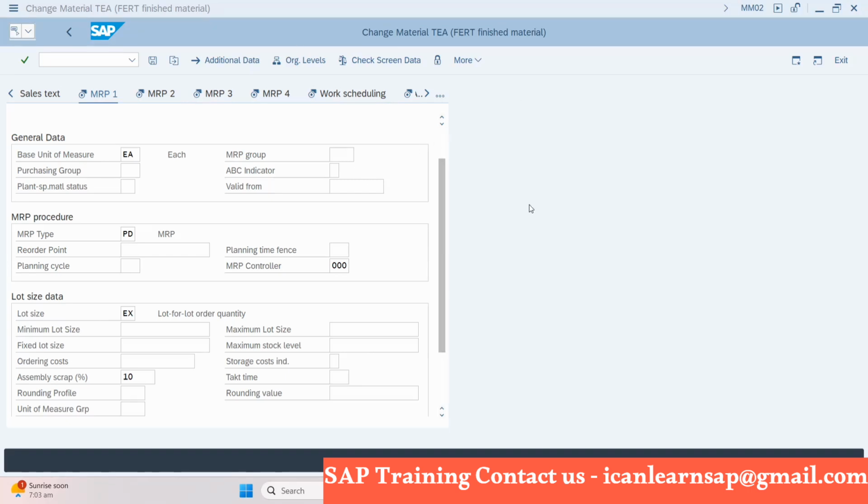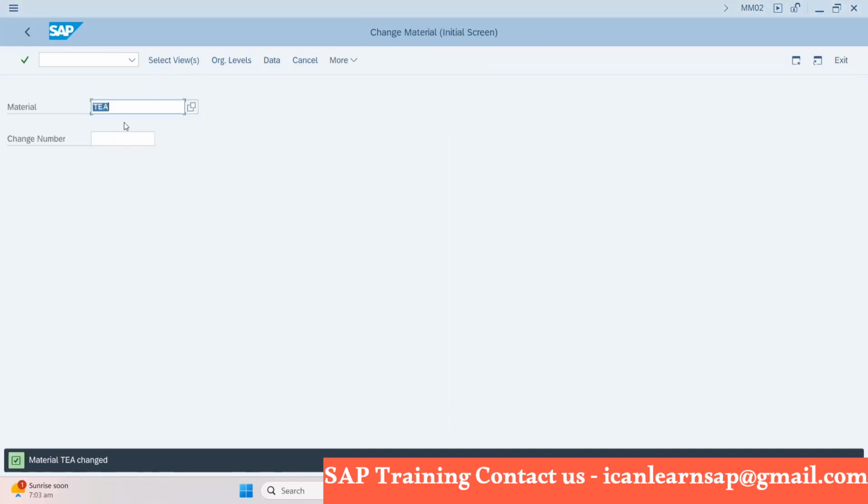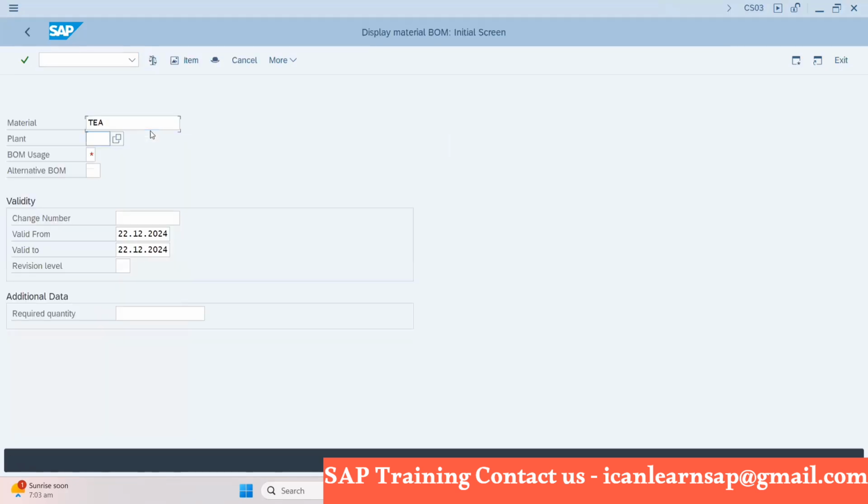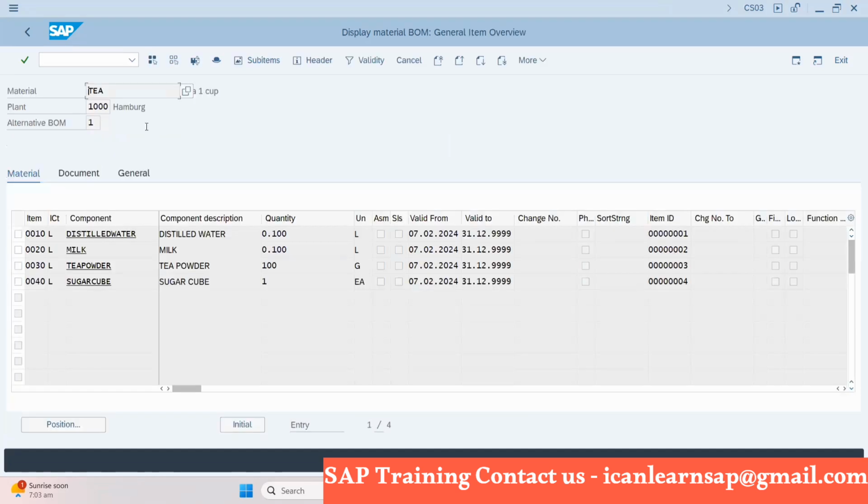So in such a case, what do we have to do? We have to use the assembly scrap. So now this is my tea BOM. It is the header material for which I will try to create a production order. Okay, I think we have a BOM for this. We have BOM. Let me see.